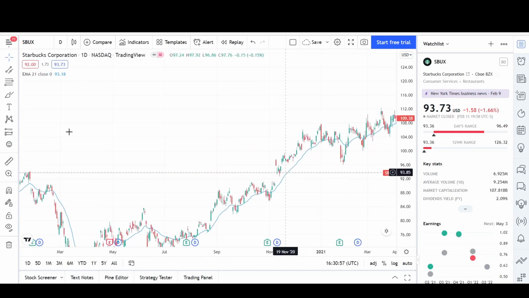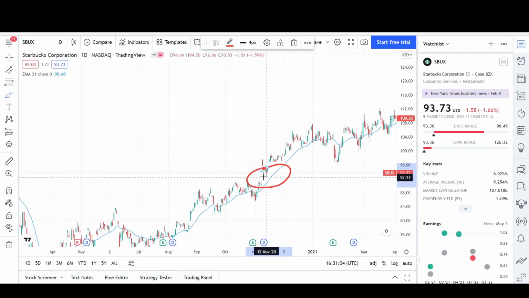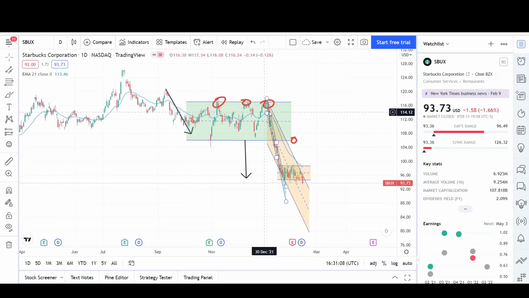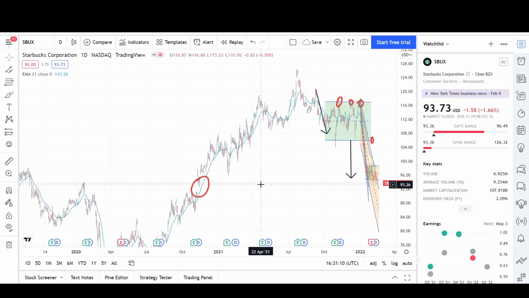There is a gap right here. And since SBUX came back all the way down, I believe this gap will be filled, this empty space. So this is definitely a gap versus before it was just a kind of breakout. Let me zoom on the chart.